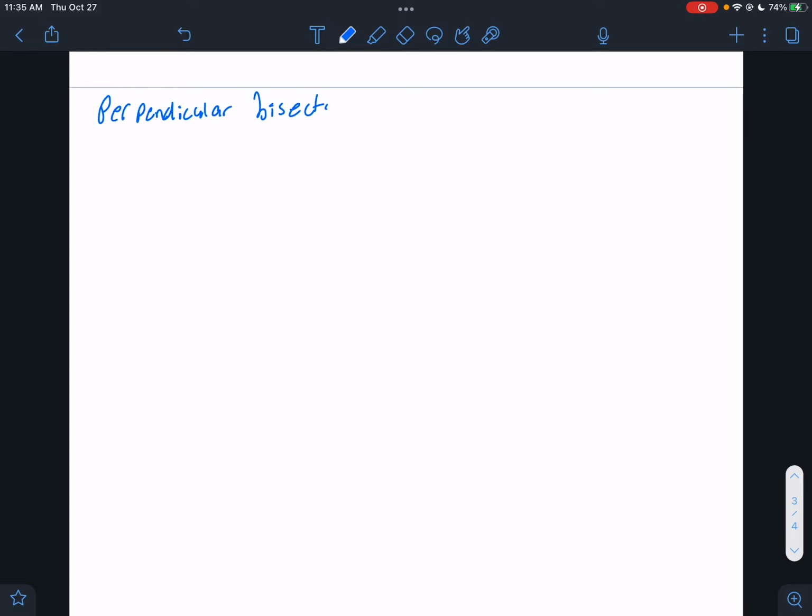And the names kind of tell you what they do, right? Median hits the midpoint. Angle bisector bisects or cuts the angle in half. Perpendicular bisector, it's going to hit the midpoint at a right angle.